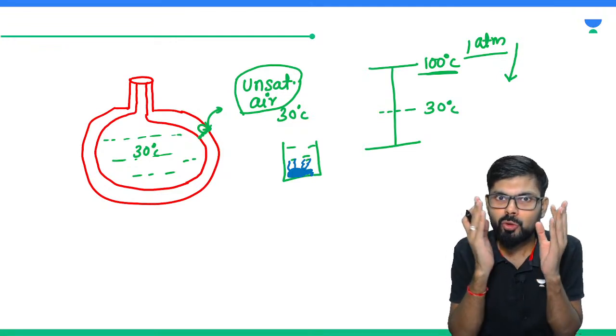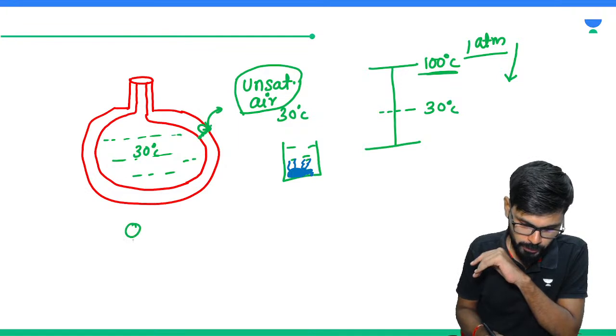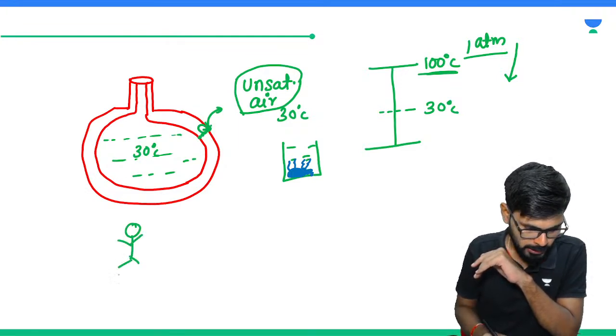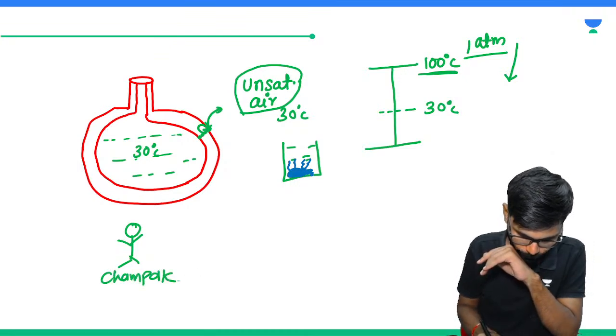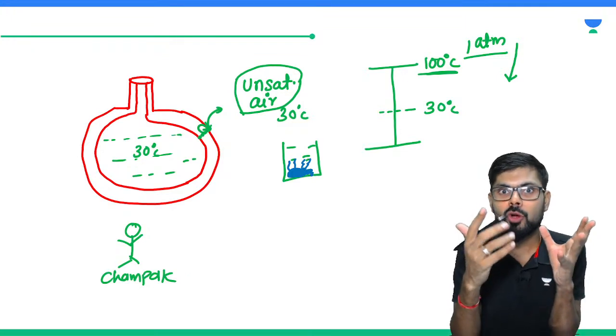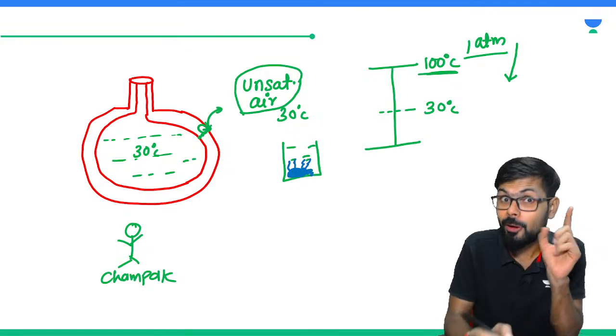Suppose you are there. Suppose this is you, this molecule. Your name is, let's say, Champak. Now this Champak wants to go out. This Champak wants to go to, let's say, Bangkok.